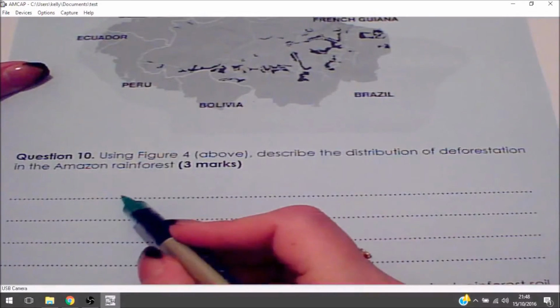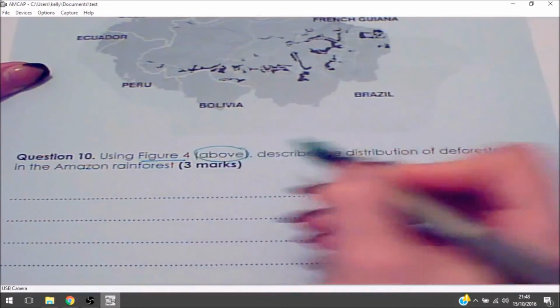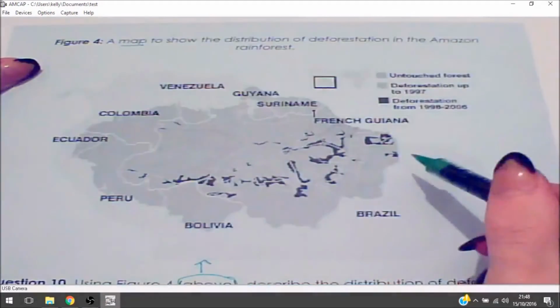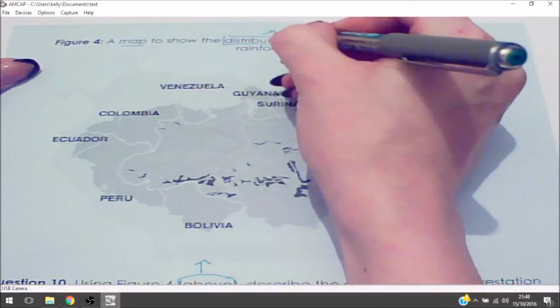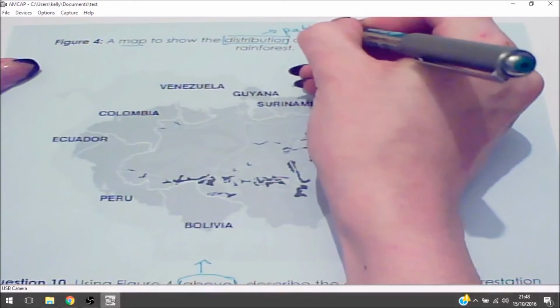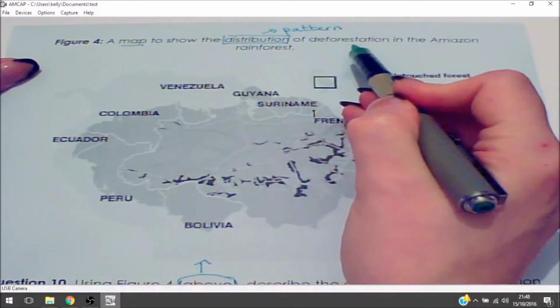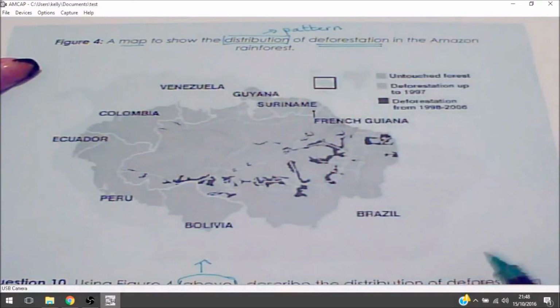So question 10. Using figure 4. Again, figure 4 is above us, so let's look at figure 4. So figure 4 is a map to show the distribution. Now all distribution means is pattern, so don't need to worry about the language. This is showing us the pattern of deforestation in the Amazon rainforest. So think about what deforestation means.